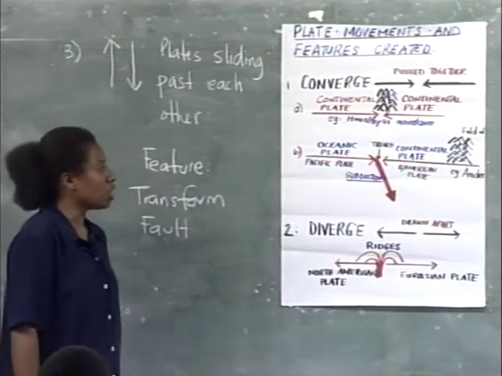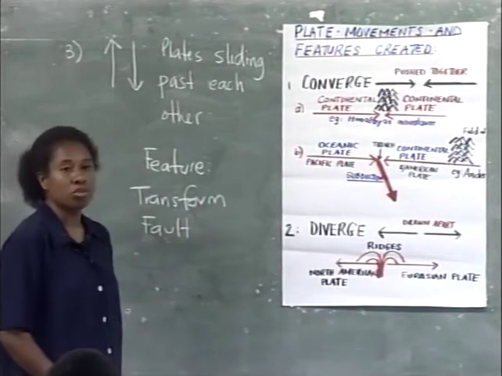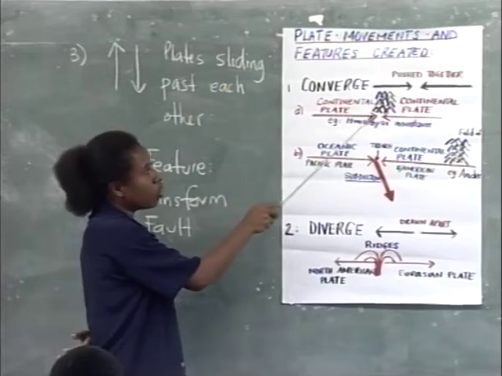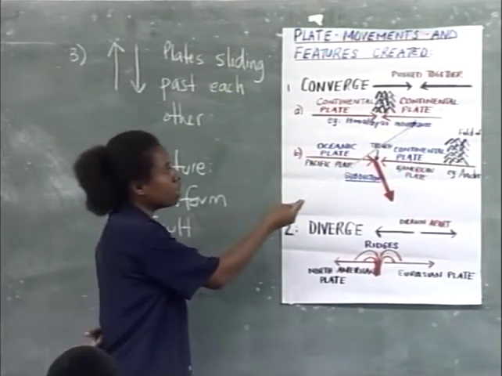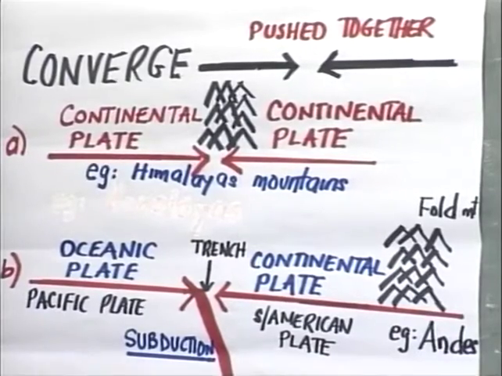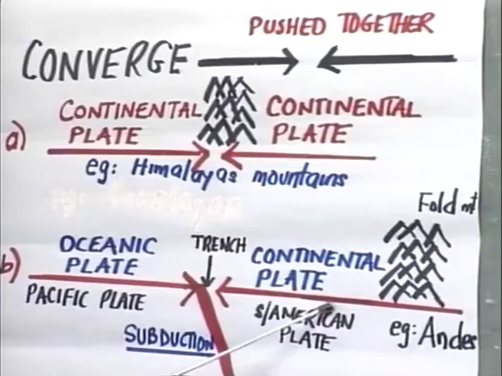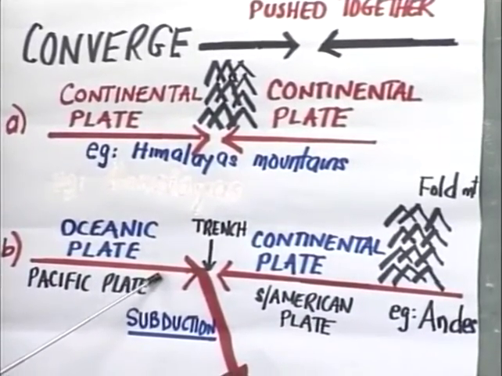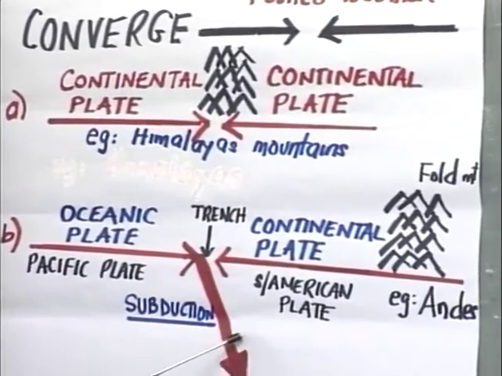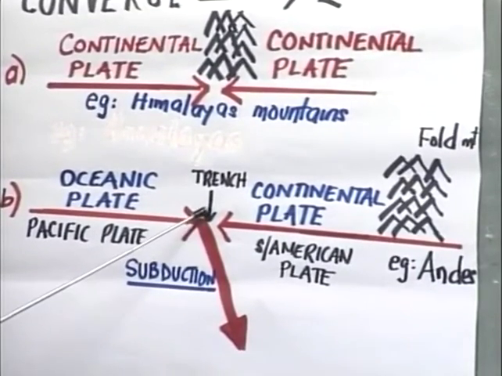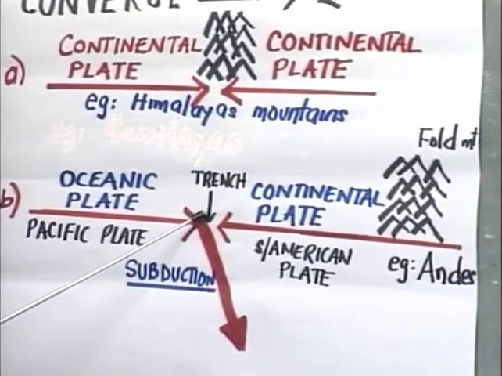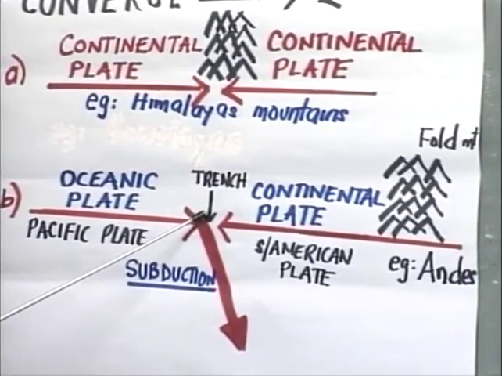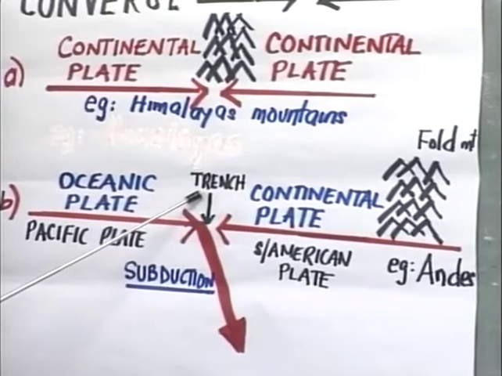Other features which are also formed as a result of this movement are volcanoes. Wherever there are continental plates meeting another continental plate, or oceanic plates meeting another oceanic plate, there will always be volcanoes. Volcanoes are formed because here we are looking at the movement of magma up onto the surface, and where there are mountains or peaks, the magma can come out through them, forming volcanoes.